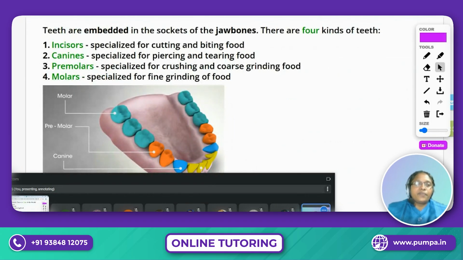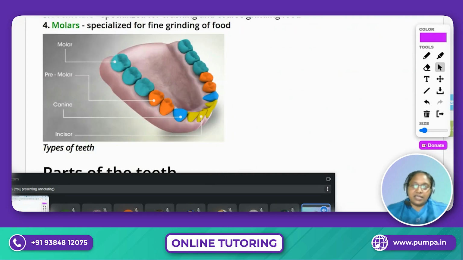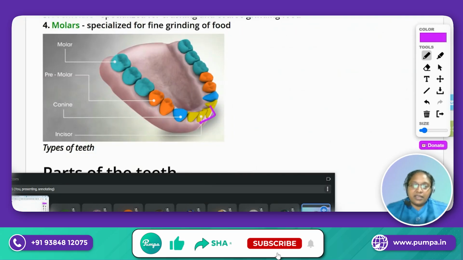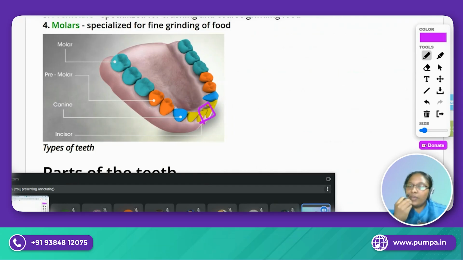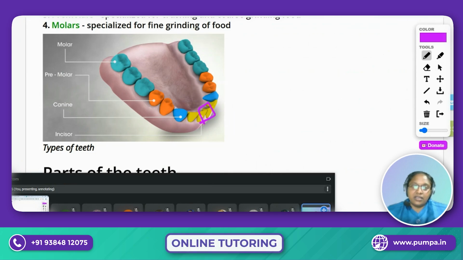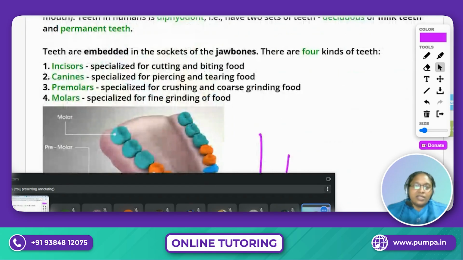Incisor, for cutting. If you are going to bite or cut a biscuit, we will be using these teeth. They are called incisors. And then the canine.